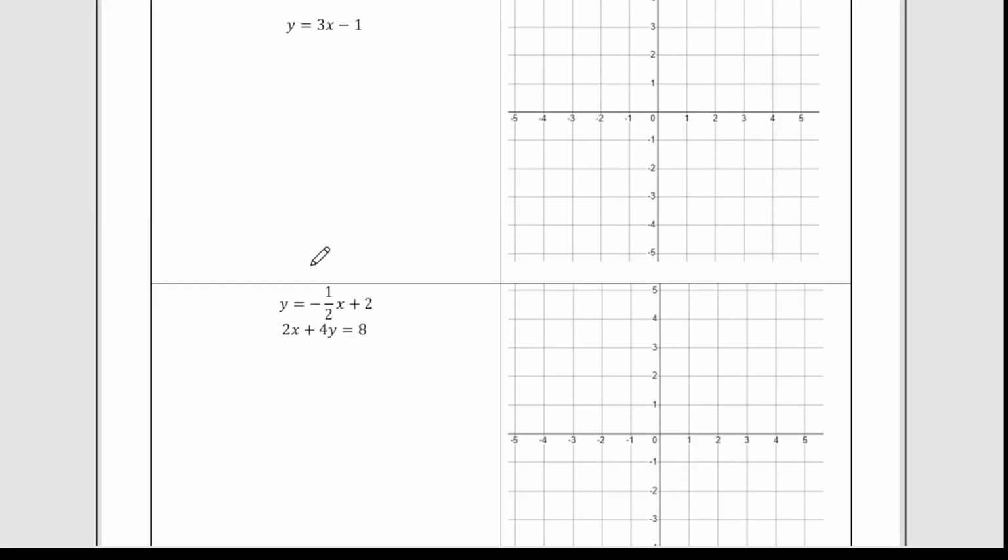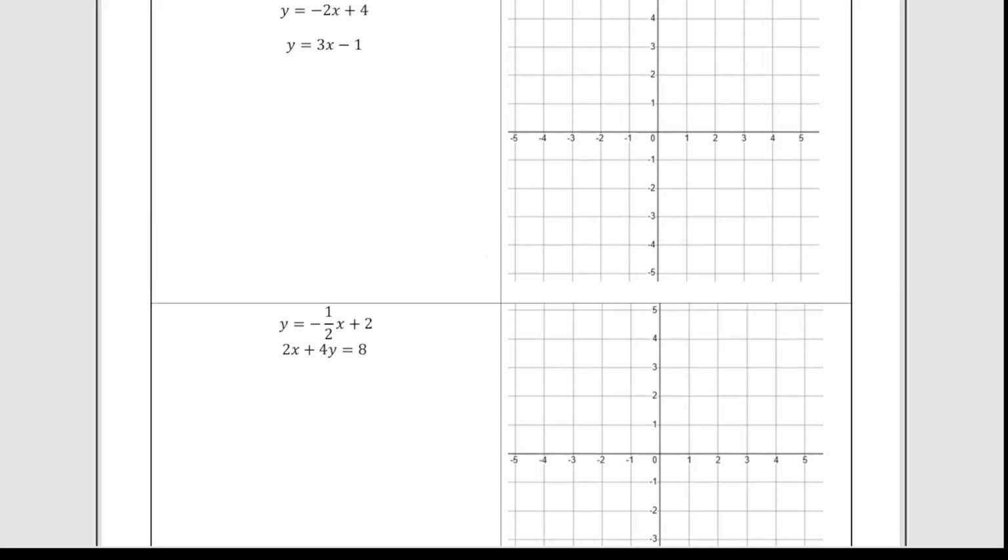Oftentimes you won't be given the graphs though, you'll typically have to create the graph yourself. So go ahead and pause your video and try to find the solution by graphing for both of these problems.